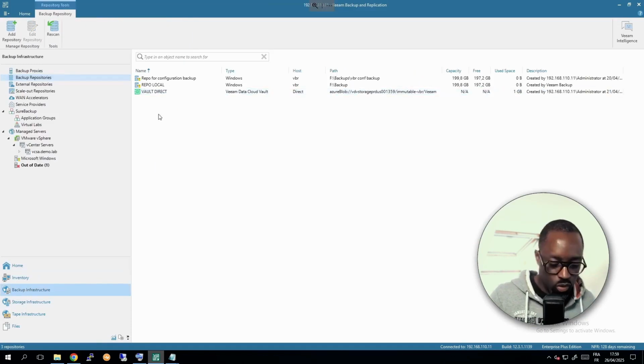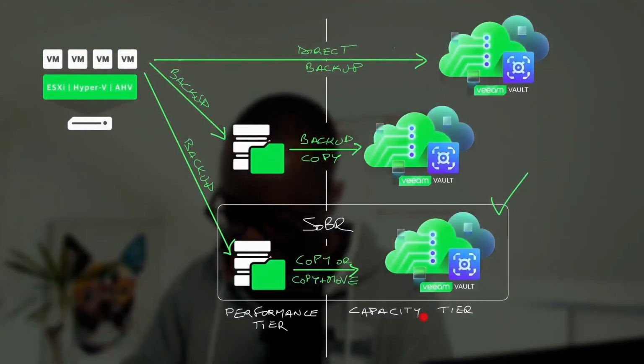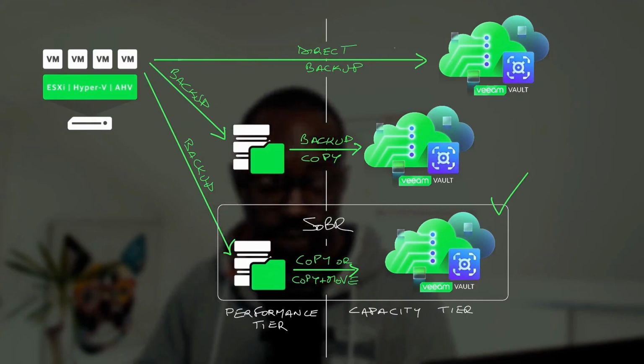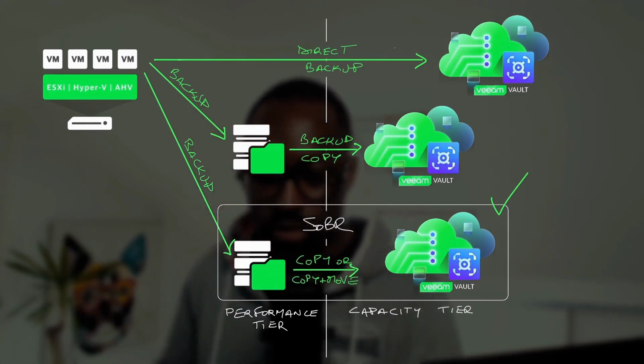Well, what I'm going to demonstrate in this demo, which is the demo scenario I've chosen, is to implement this. We're going to try to configure this together, starting from adding the vault in Veeam backup and replication, creating the scale-out backup repository, setting up copy and move, and then the backup. We're really going to do all of this configuration in the demo. All right, let's get started.